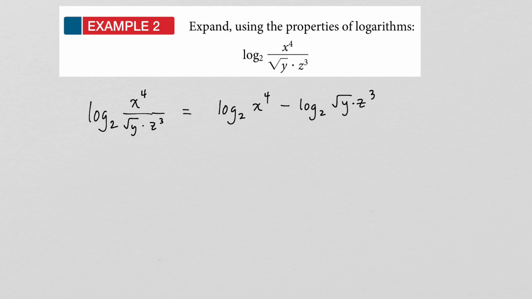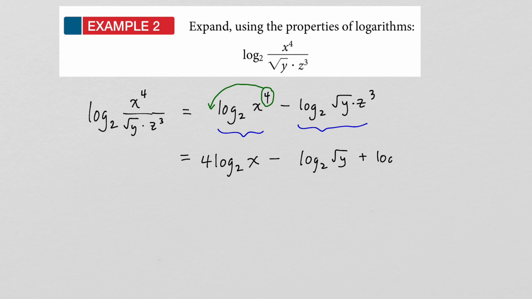Now, in this first expression, it looks like maybe we're done, but there is one thing we can do. This 4 right here can be brought down in front of the logarithm. So this becomes 4 times the log base 2 of x minus, and now this one can be expanded just like we did in the previous example. So we do have the square root of y multiplied by z cubed. So this is going to become the sum of the logs of each of these things. So we have log base 2 of the square root of y plus log base 2 of z cubed.